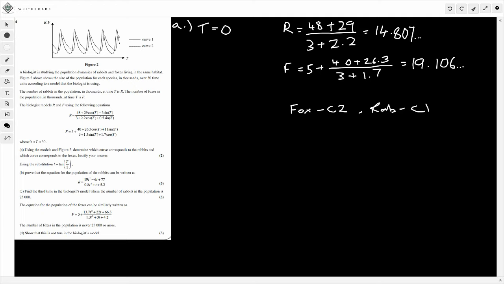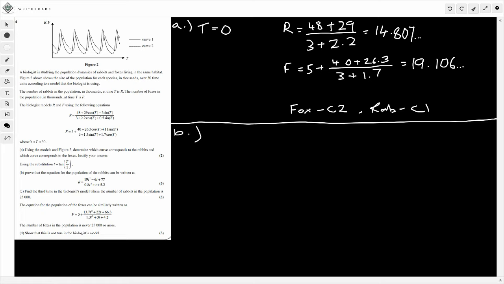Let's have a look at part B. We're given the substitution now, t is equal to tan t over 2, and we have to prove that the equation for the population of the rabbits can be written as this, r equals, and so on, the 2 quadratics. For this question, you need to know the t substitutions. They're not given in the formula book for Edexcel, so you either need to learn them off by heart or know how to derive them. I'm not going to derive them in this video, I'm just going to write them down, but make sure you know how to memorize or derive them.